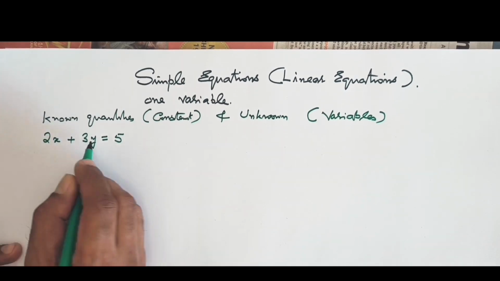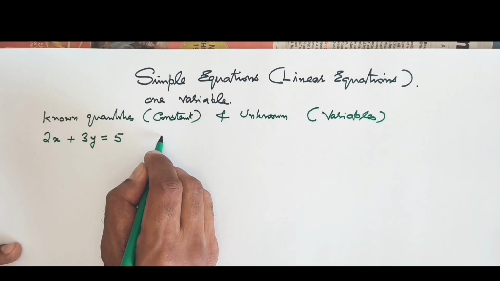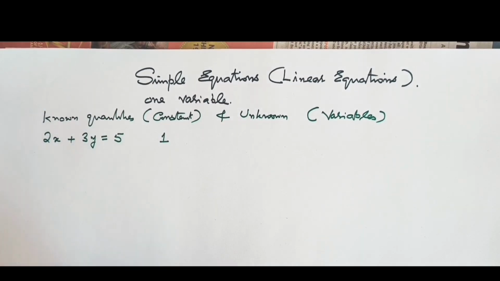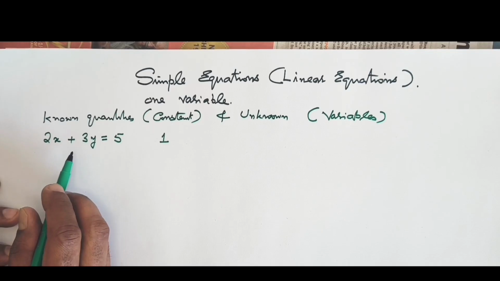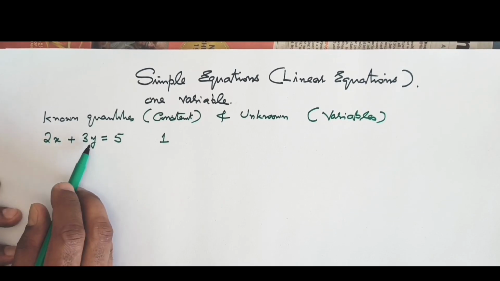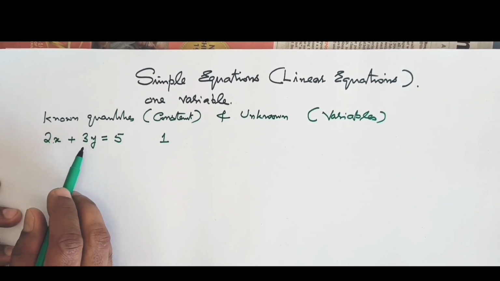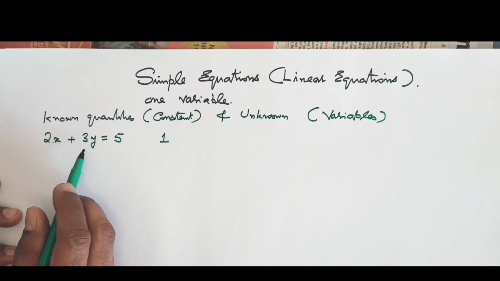Look at the powers of the variables x and y. That's 1. Such equations are called simple equations. If the power is 2, we refer to them as quadratic equations, which I will do in a separate video. So what do you mean by solving this equation? We're basically finding the values of the unknowns or the variables x and y that will satisfy this equation.